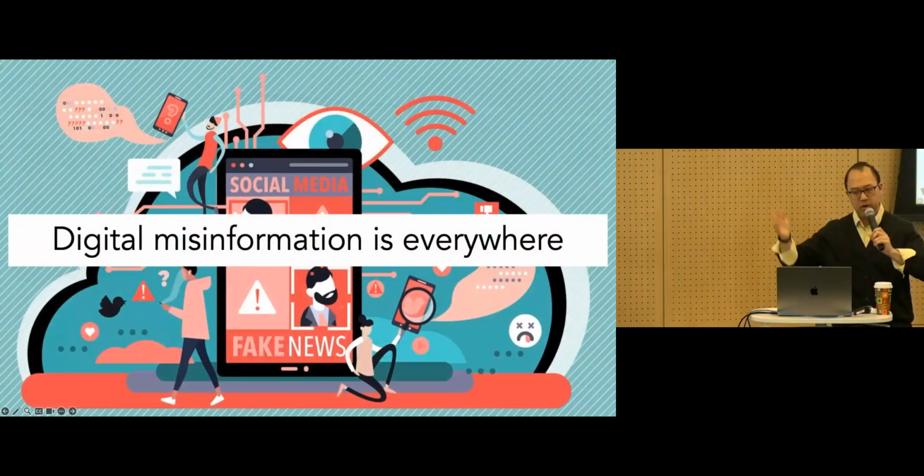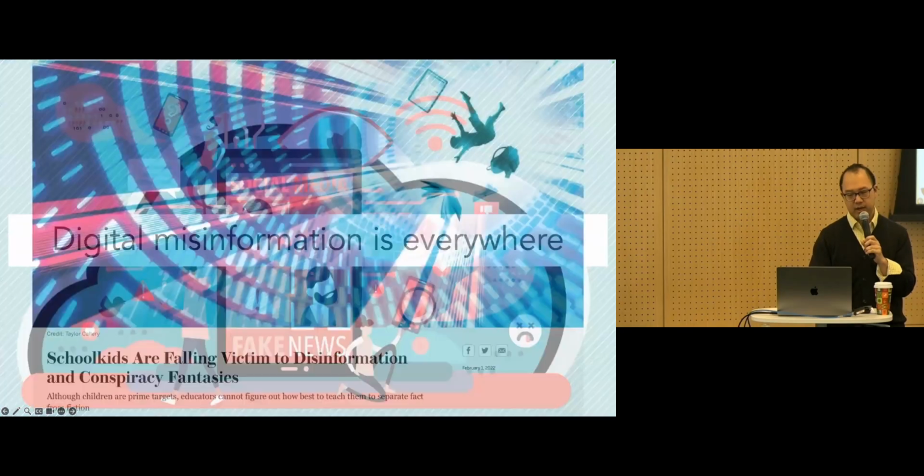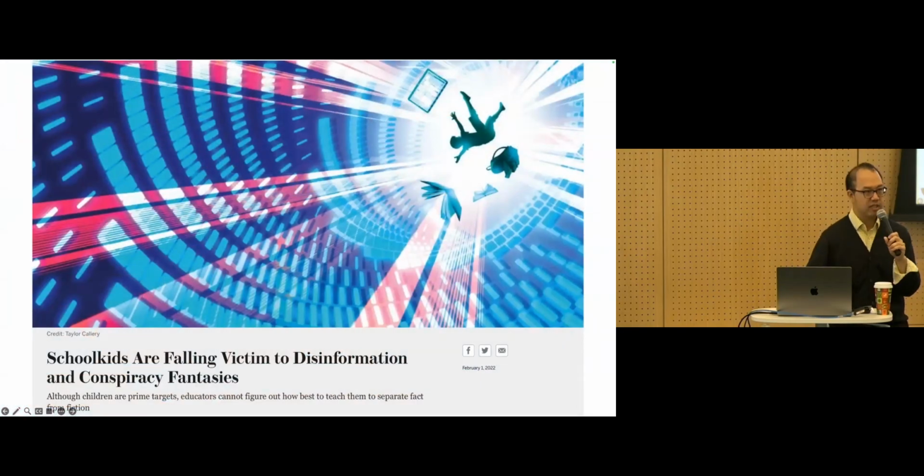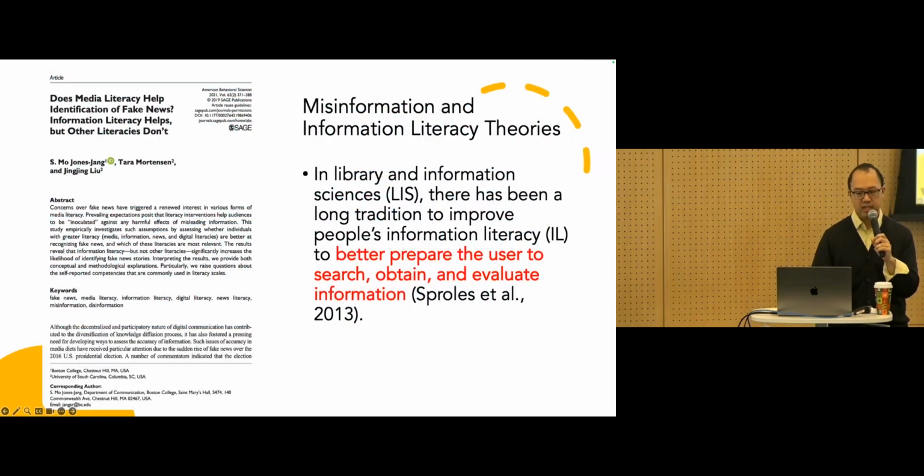It's everywhere. Oh no, it's the big fear, right? Everyone is talking about misinformation. It's just this bigger question. Like school kids are falling for disinformation. They're thinking about conspiracy theories quite a bit. One of the big questions is that, like in LIS, just like learning sciences, we're always worried about people. And so one of the big questions in the LIS field is, how do we prepare people to be better searchers, to better obtain and better evaluate information?